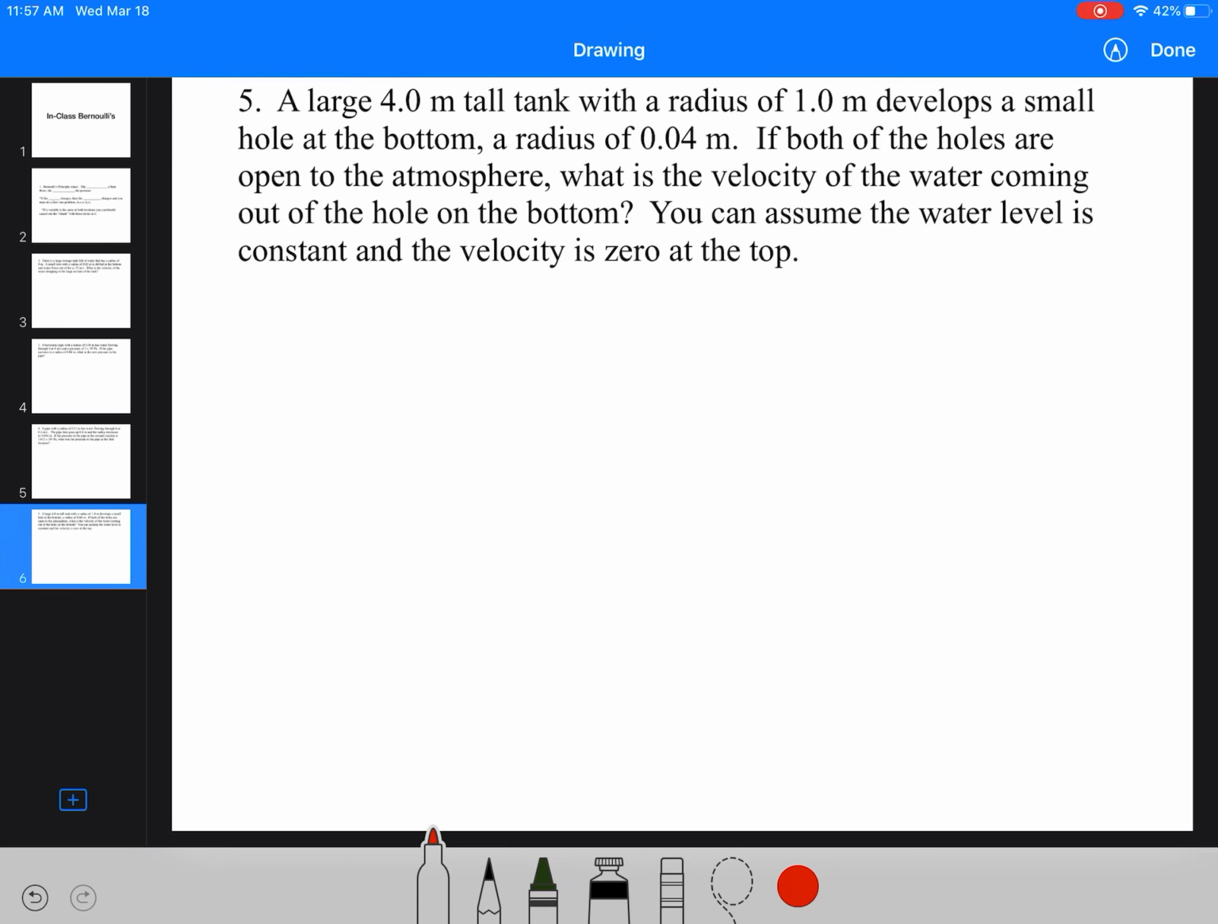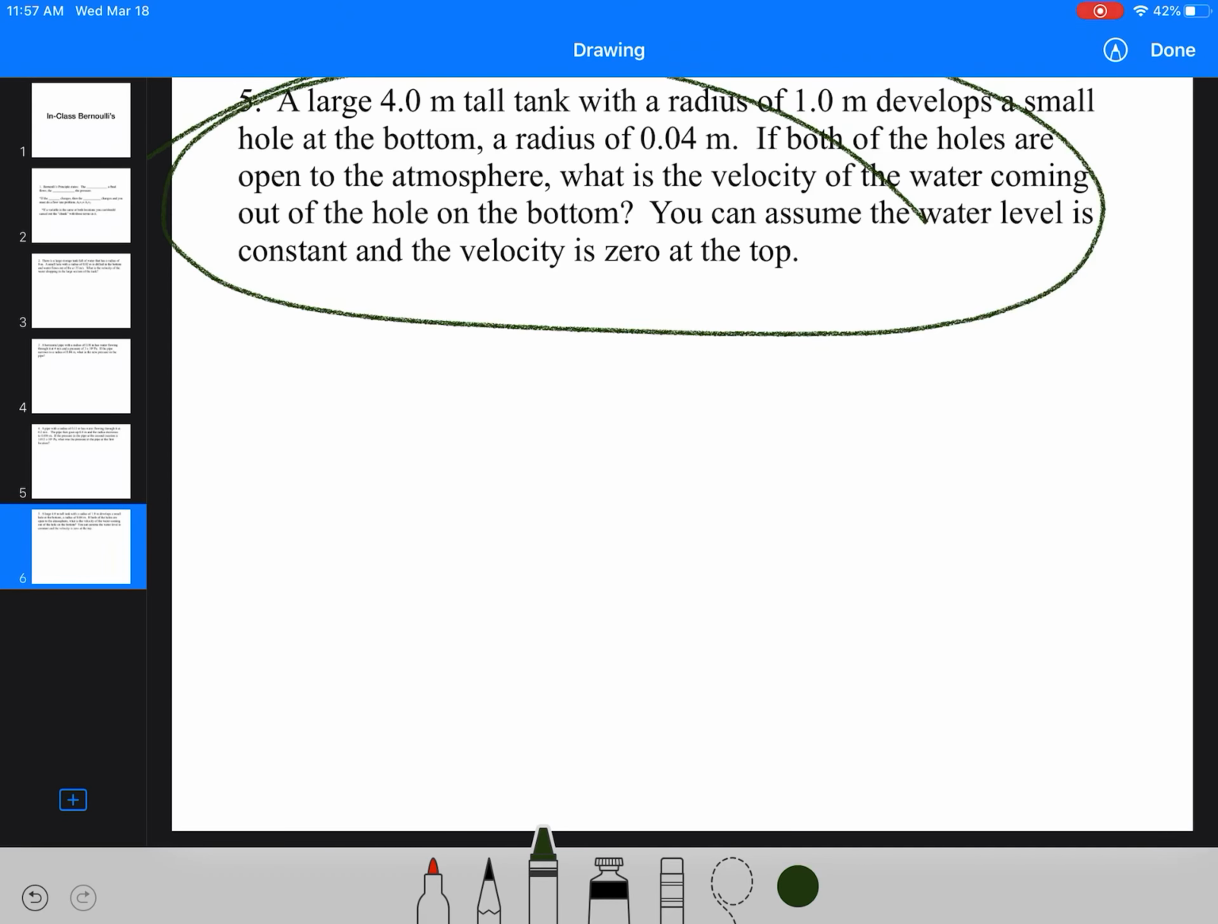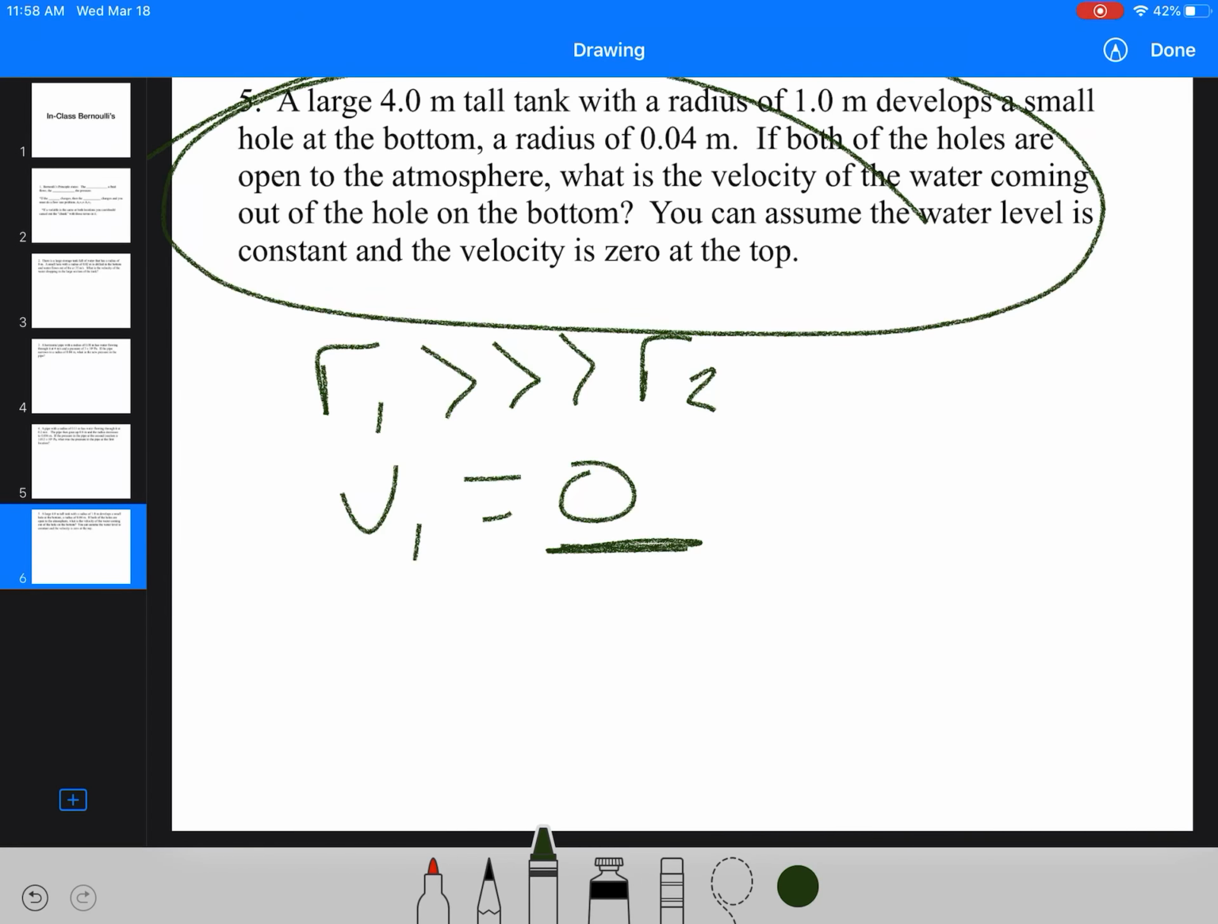Now this is getting even longer than I expected, so my apologies on this. I said that at the beginning of the last one. I'm not going to do this next problem for you. The idea of this one is very similar to the in-class worksheet on the back side of your homework, the last two problems. This is going back to number 1, where R1 is much, much greater than R2. So V1, the velocity at the top of my tank, is going to be essentially 0.